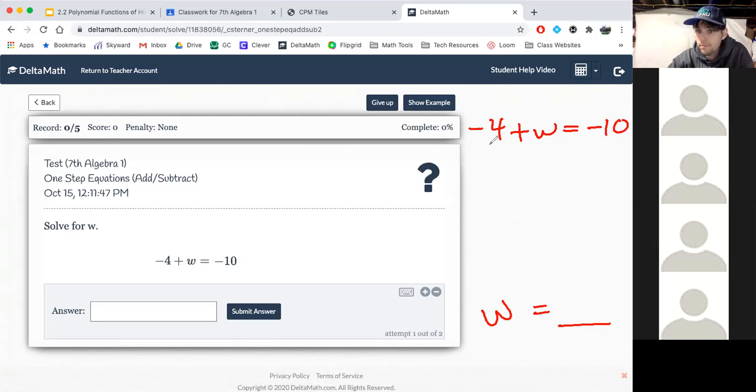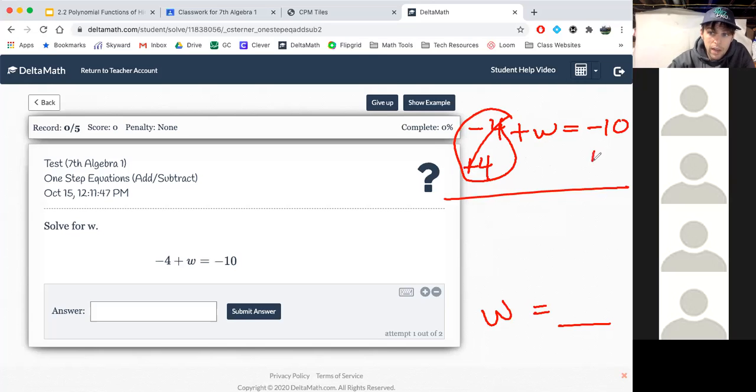So right here, we have a -4. The way we make a 0 pair with -4 would be to add 4. -4 plus 4 is going to make a 0 pair, and it's going to cancel out. But we aren't allowed to just do that. We have to do the same thing on both sides. We also have to add 4 here. And this is where this can get tricky, okay, guys? This is where people make mistakes on this.